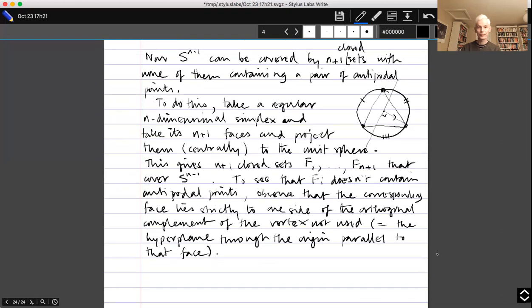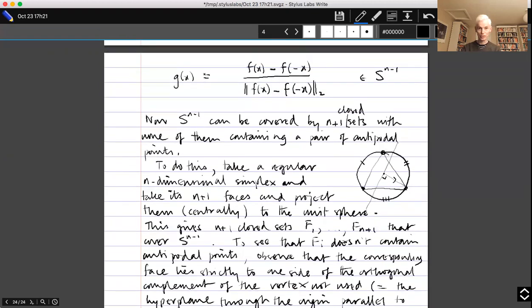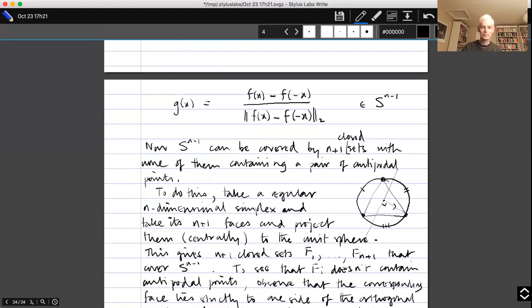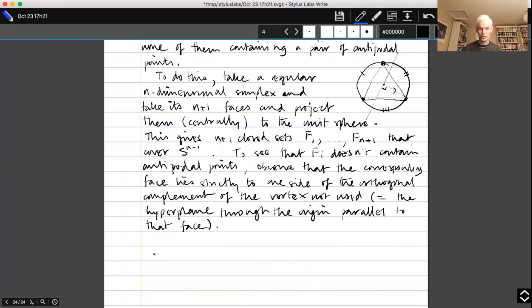So that's given us some sets that cover S^(n-1), but I wanted to have n plus 1 closed sets that cover S^n, but I've got a function g that takes S^n to S^(n-1). And something I meant to mention earlier, but I can mention it now, is that g has a nice property, which is that g of minus x is minus g of x. So let's go back to g. So g from S^n to S^(n-1) is continuous. And for all x, we have g of minus x equals minus g of x.